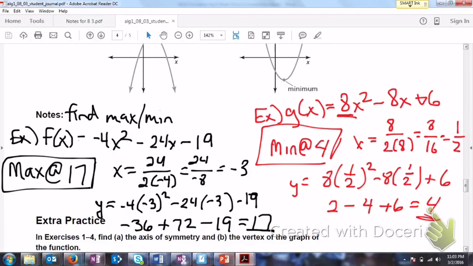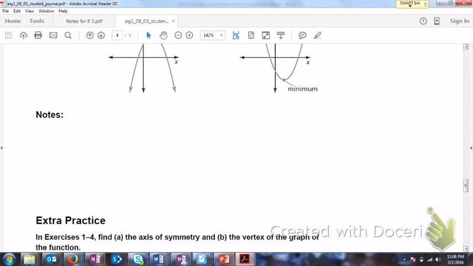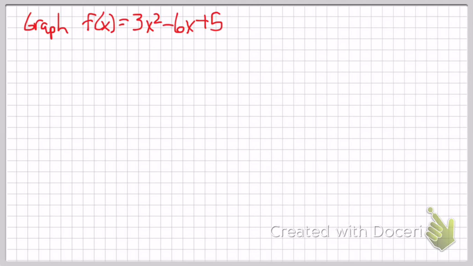Now let's actually put it together and let's graph. So you might need another sheet of paper here. Maybe just something a little different. I'm going to go ahead and grab some graph paper here. So what we want to do is graph f of x equals 3x squared minus 6x plus 5.